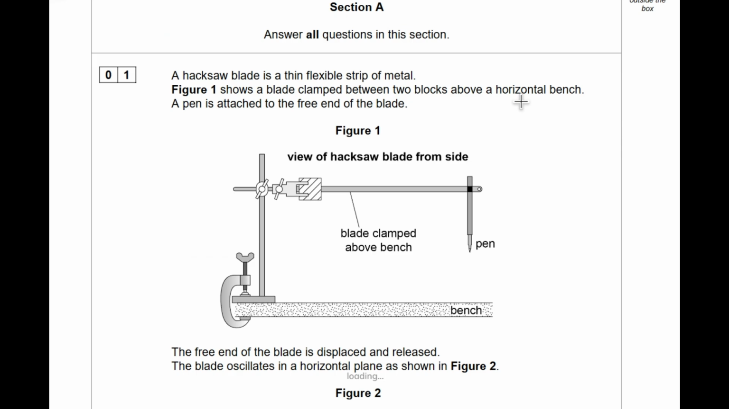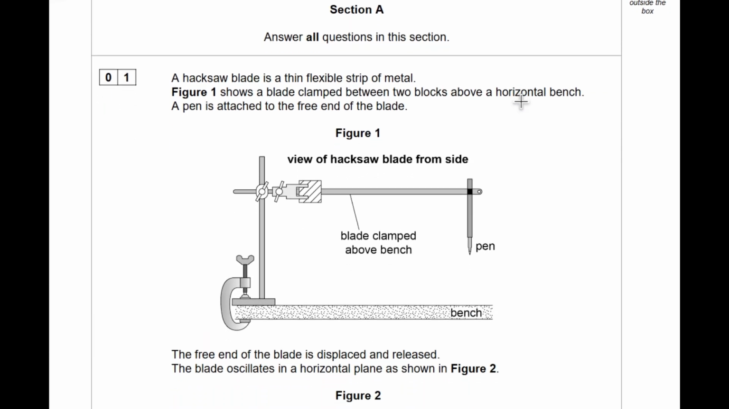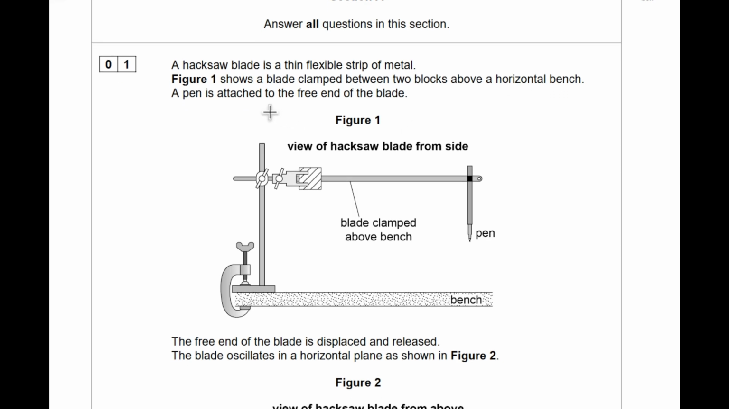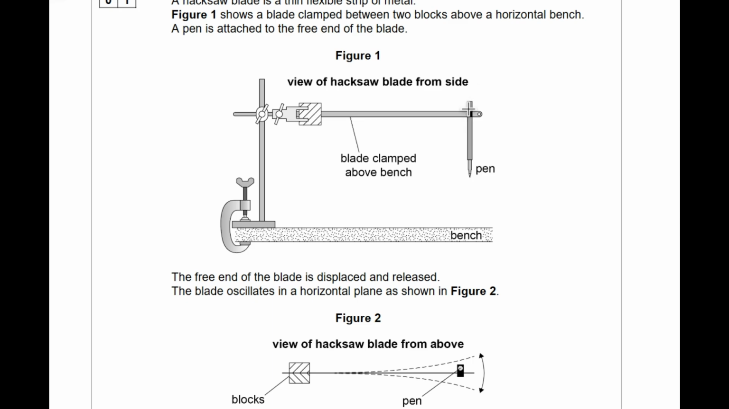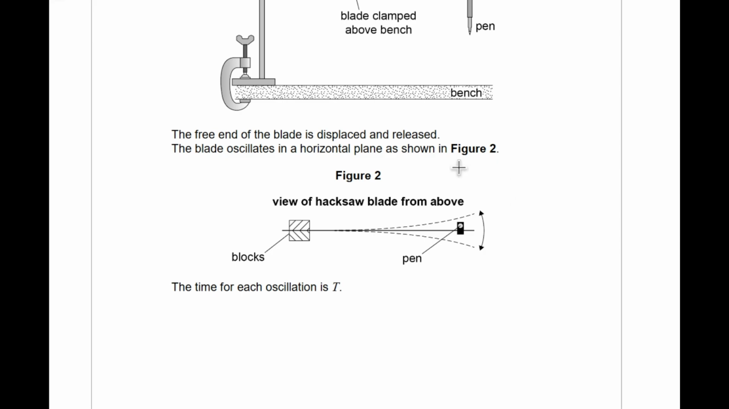Okay, so this is AQA AS Physics Paper 2, May 2024. So let's have a look. Question 1 is what you're asking about. A hacksaw blade, a thin flexible strip of metal. Figure 1 shows a blade clamped between 2 blocks above a horizontal bench. A pen is attached to the free end of the blade. It looks like they're going to try and wobble this. The free end of the blade is displaced and released. So you've got some sort of oscillatory motion.